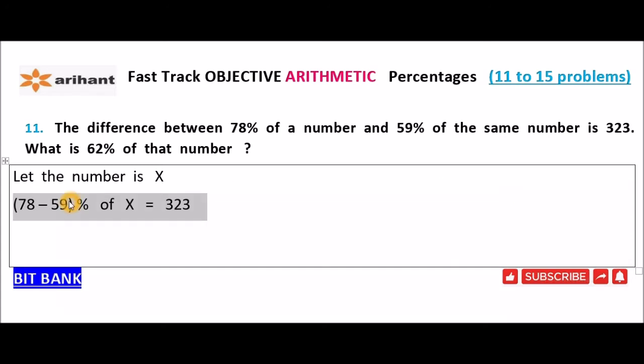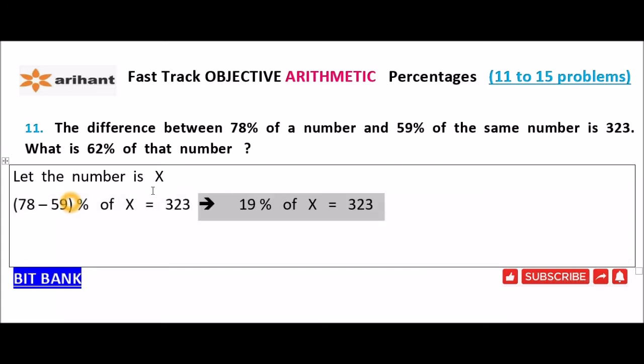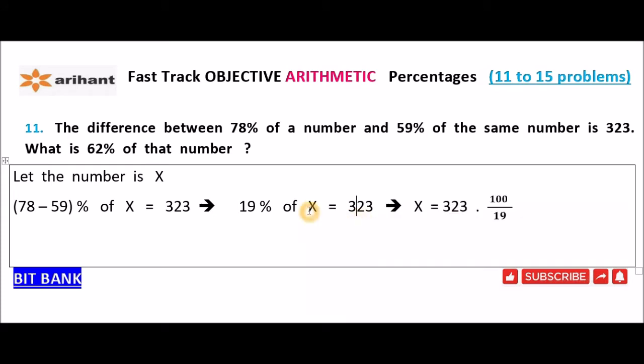So 78 minus 59 is 19%. So 19% of x is equal to 323. Now 19 by 100 of x is equal to 323. Now I want the value of x. So if I send this 19 by 100, the other side becomes reciprocal, 100 by 19. So x is equal to 323 into 100 by 19. So 19 17s are 323. So x is equal to 17 into 100, 1700. We got the value of x. The number is equal to 1700.